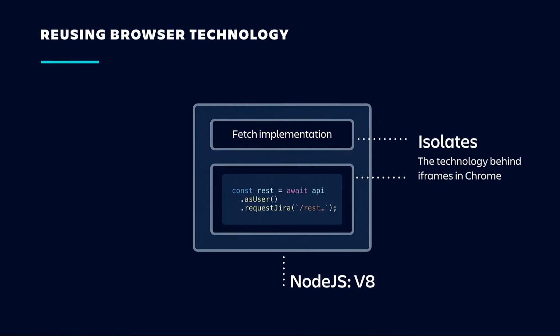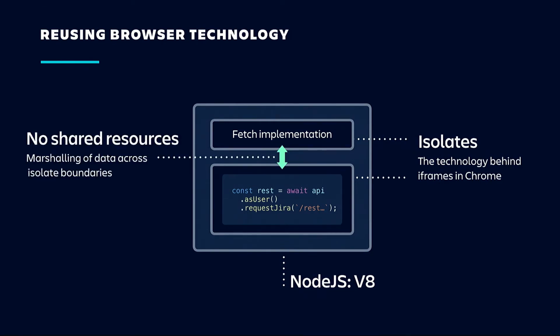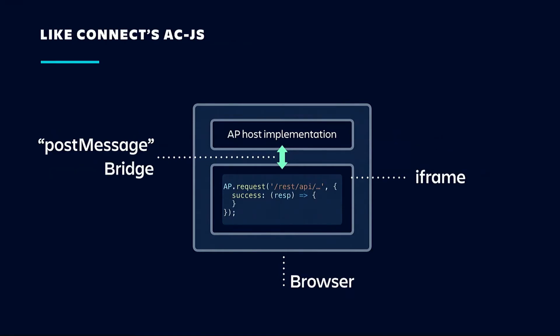Isolates are essentially a construct in V8 that allows you to run JavaScript code without sharing any kind of resources between the two. It's the same technology that is backing iframes in the Chrome implementation. When you look at this diagram, and you've written Connect apps before, maybe you see a pattern here. It's pretty much the same that we do today on the client side for Connect, because an isolate is a bit like the iframe that we run your code in today for Connect.